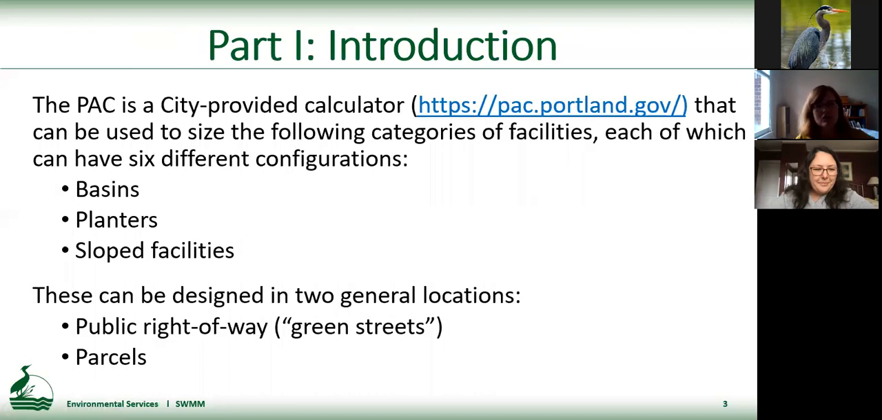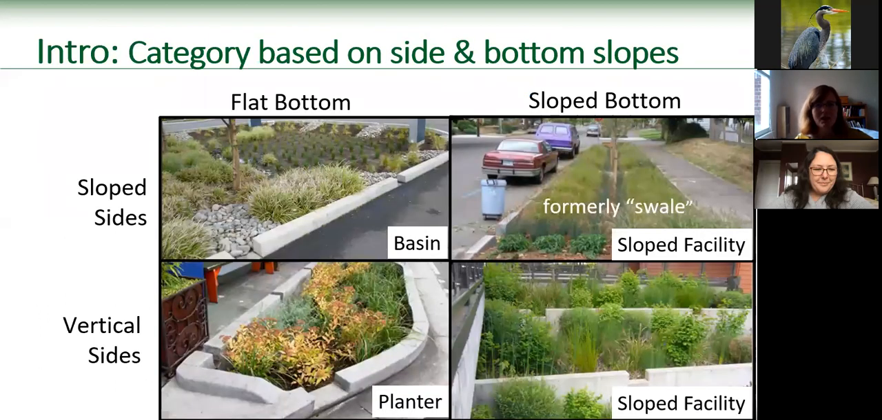So part 1, the introduction. The pack is a city provided calculator that can be used to size the following categories of facilities, each of which can have 6 different configurations. So it can size basins, planters, and slope facilities. And these can be designed in 2 general locations. They're either in the public right-of-way, which are also called green streets, or they're on parcels, and parcels can be public or private. And I have the link provided here at the top. It's https://pack.portland.gov to go onto the pack.